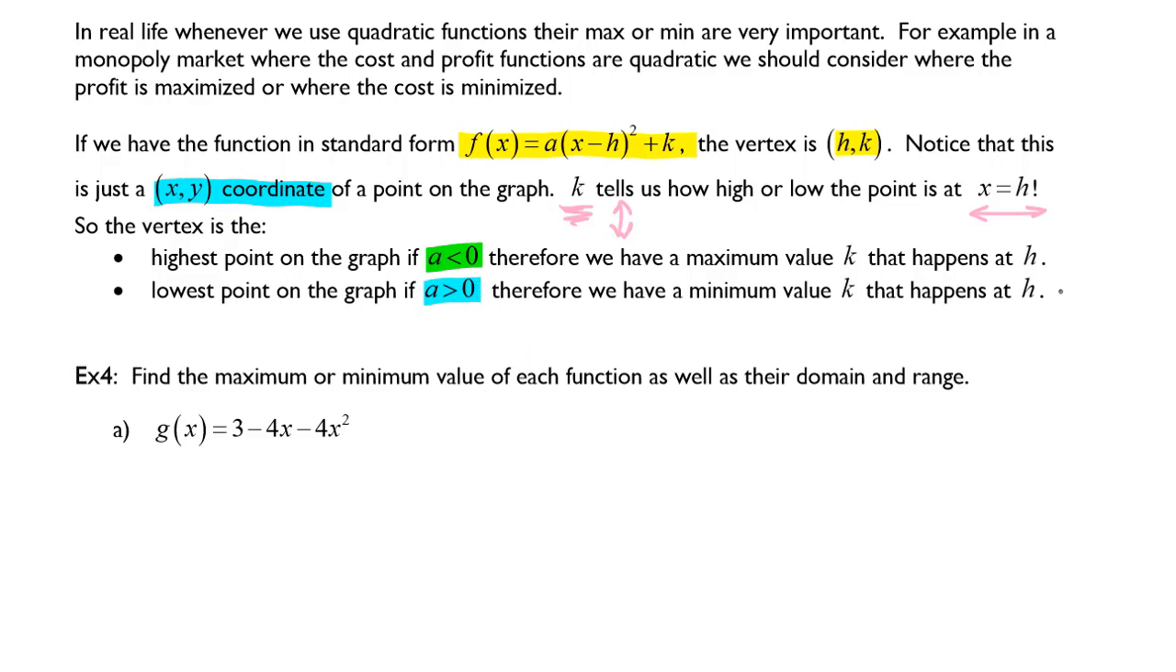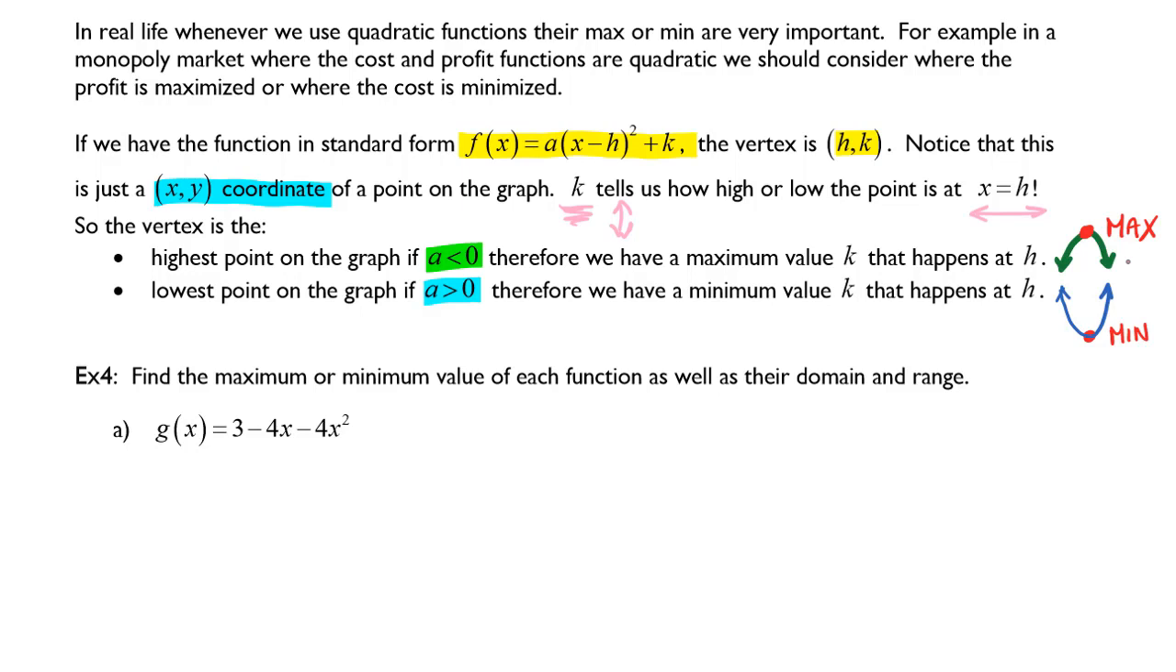The reason for this is when a is positive, you have an upward opening parabola, and when a is negative, you have a downward opening parabola. So your maximum will exist at the top of a downward facing parabola and at the bottom of an upward facing parabola. This would be a min on the upward facing parabola, and it would be a max on the downward facing parabola. Find the max or minimum value of each function as well as their domain and range.